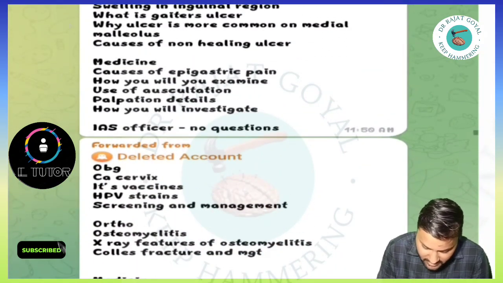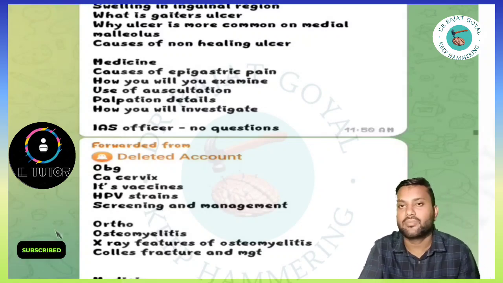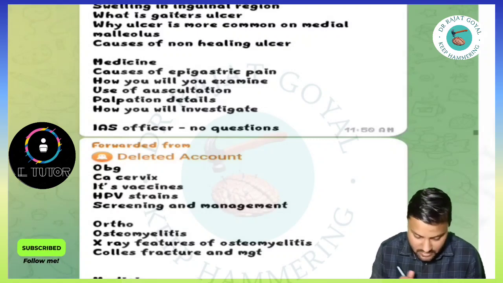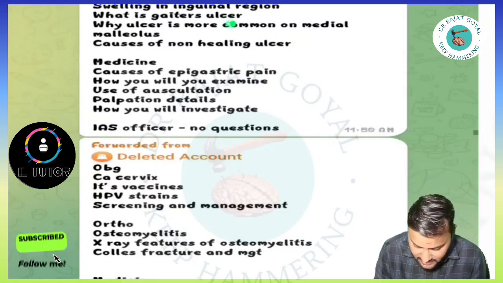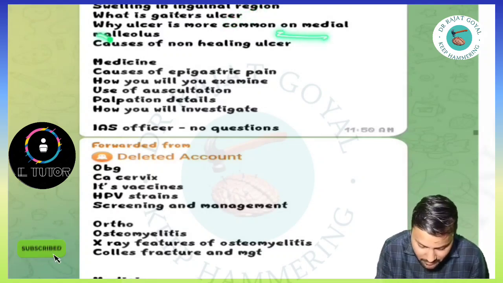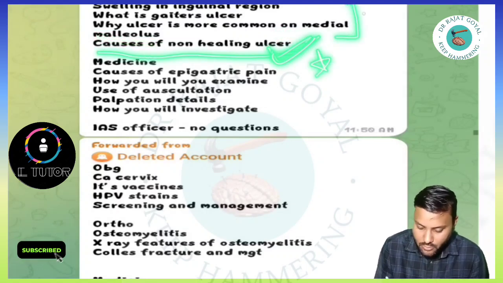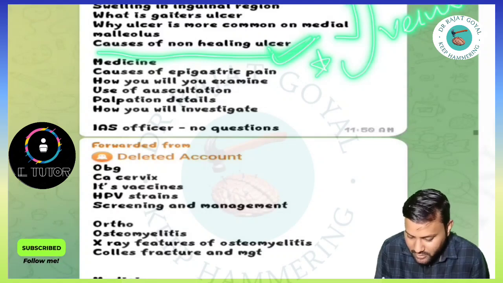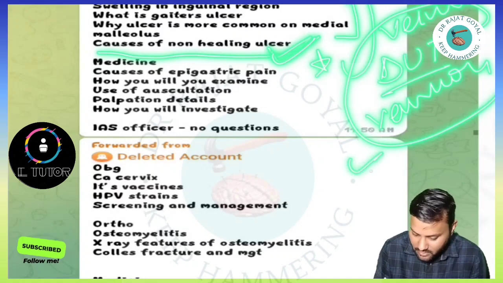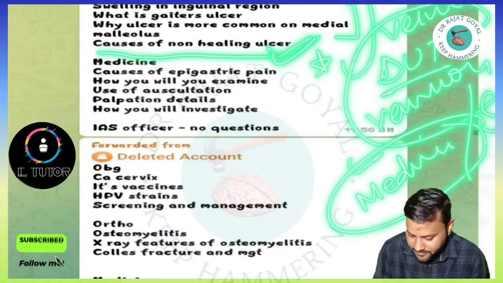Then another student is saying the cause of urethral bleeding, swelling in inguinal region. Swelling in inguinal region can have many differential diagnoses. So you should know some of the differential diagnoses. What is Gator's ulcer? Okay, Gator's ulcer is, I think, venous ulcer. Why is ulcer more common on medial malleolus? So this is again the same question. Causes of non-healing ulcer. So these all are related to venous disorder or DVT or varicose vein, which is again a medicine topic, or it is mainly a surgery topic.